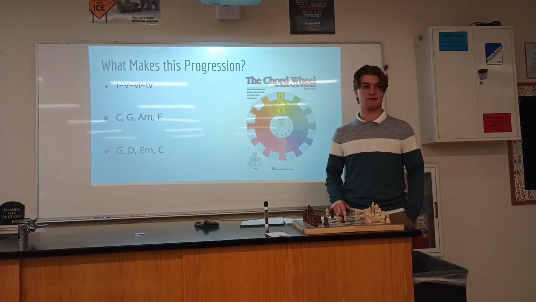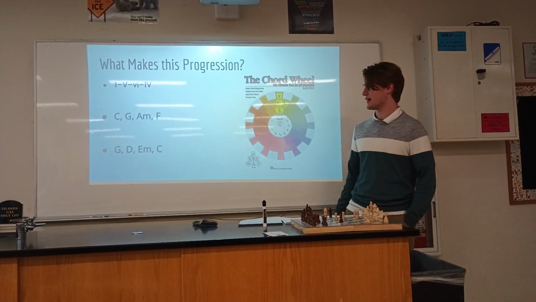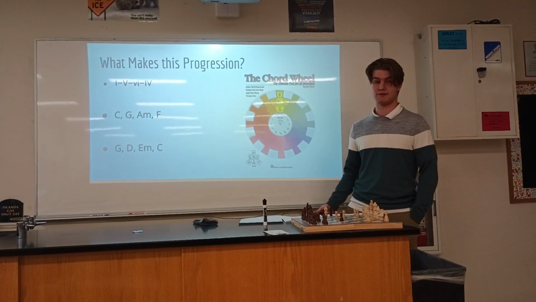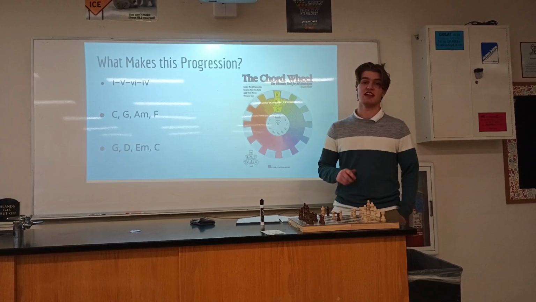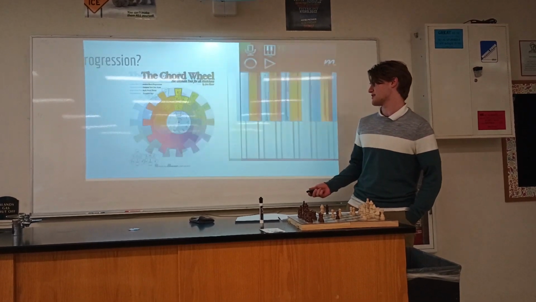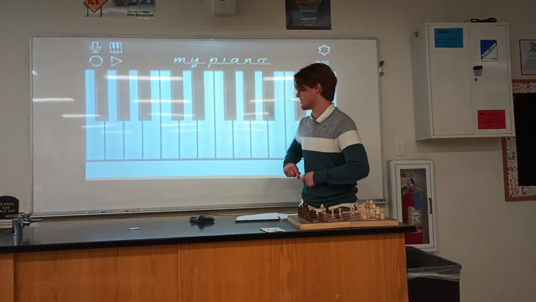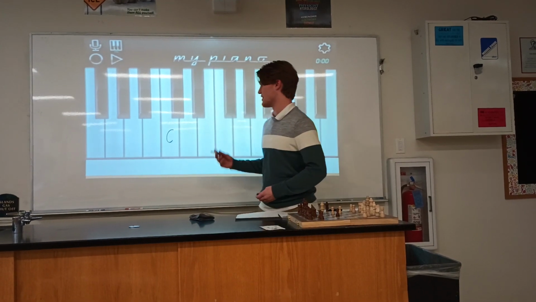It takes a major first, then a major fifth, a minor sixth, and then a major fourth. So if you're in the key of C, it would be C, G, A minor, and then F. The best way to explain this is on a piano. If we were in the key of C, we would start with a C being our major first.